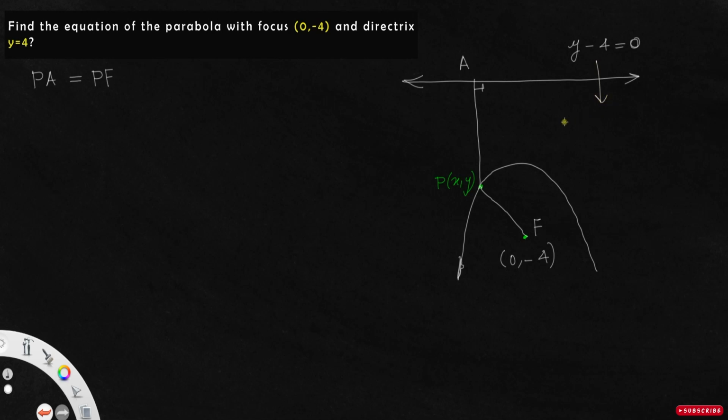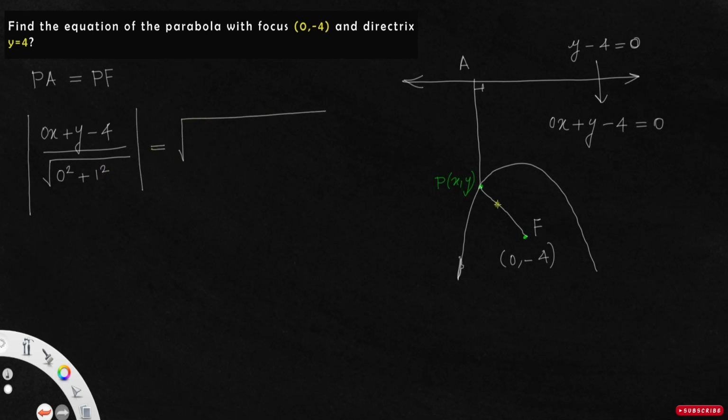Let me write this line in the standard form. Here there is no x term. So 0x plus y minus 4 equal to 0. So first put these two values in the equation. So modulus of 0x plus y minus 4 divided by, we have the coefficient of x equal to 0, coefficient of y is 1, root of 0 square plus 1 square, equal to, this distance can be found using the distance formula. So this will be root of x minus 0 whole square plus y minus 4 whole square.